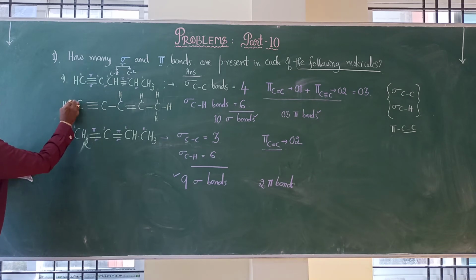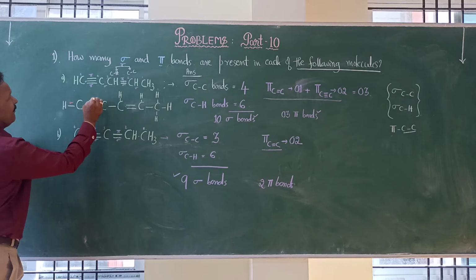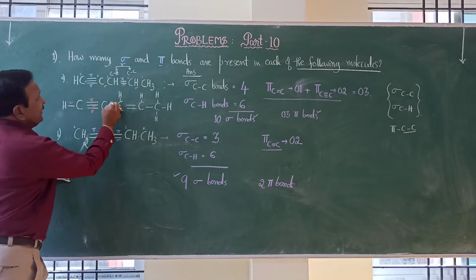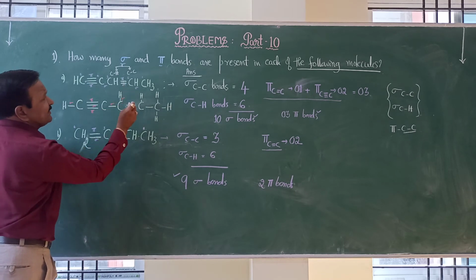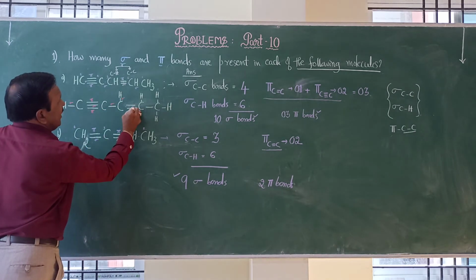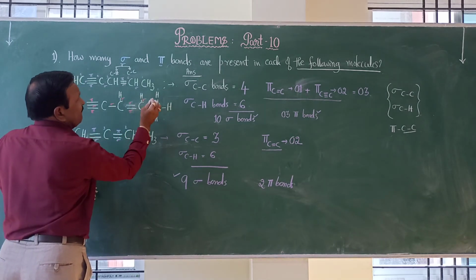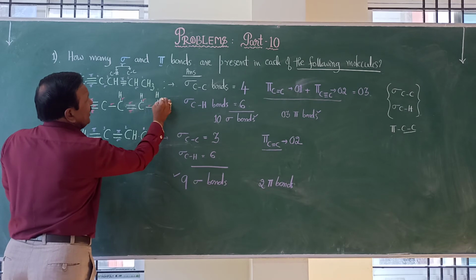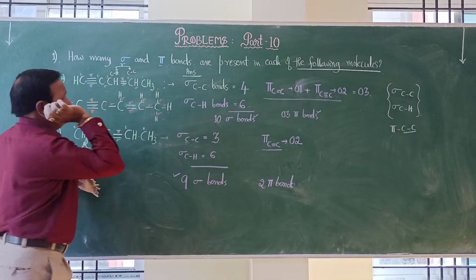Single bonds are sigma, triple bonds are 2 pi and 1 sigma, and this is sigma. A single bond is compulsorily sigma. This is pi plus sigma, and this is sigma. This is sigma. This is sigma. This is sigma. This is sigma.